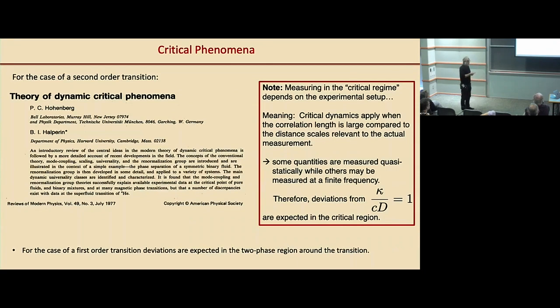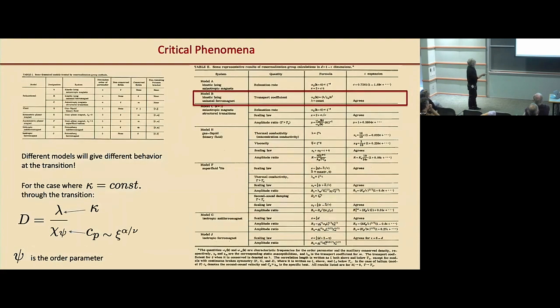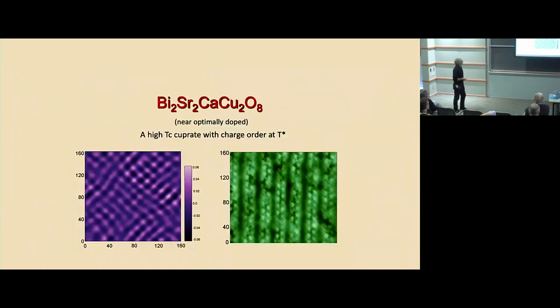So there is a Bible for that. That's the Hohenberg-Halperin Reviews of Modern Physics. And depending on conserved quantities, you can find which of the models should fit your problem. For example, if the thermal conductivity is constant through the transition, then you are within model B. For model B, there are no non-conserved quantities, and critical behavior is given as such. I'll come back to that. Okay? So, since time is short, let me just go for the results.